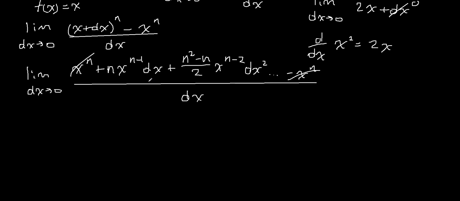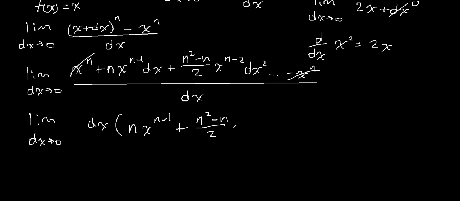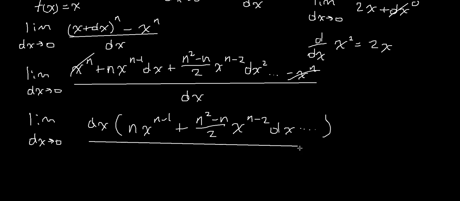Now if you factor out a dx from the numerator, you're left with the limit as dx approaches 0 of dx times the bracket of n times x to the power of n minus 1, and you factor out the dx, so plus n squared minus n over 2 x to the power of n minus 2 dx, dot dot dot, a bunch of dx's. All these terms have dx's in them, and that will all be over dx.